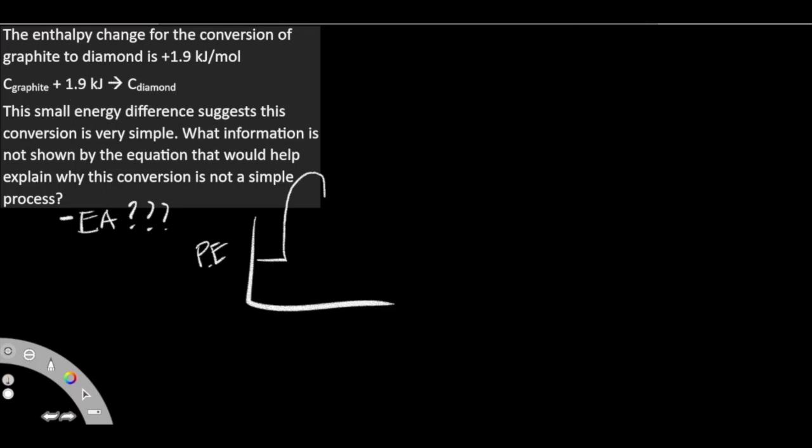So in terms of where it's going to be, it might be over like here. But in order for this product to be made, this here is the diamond, and this here is our graphite.